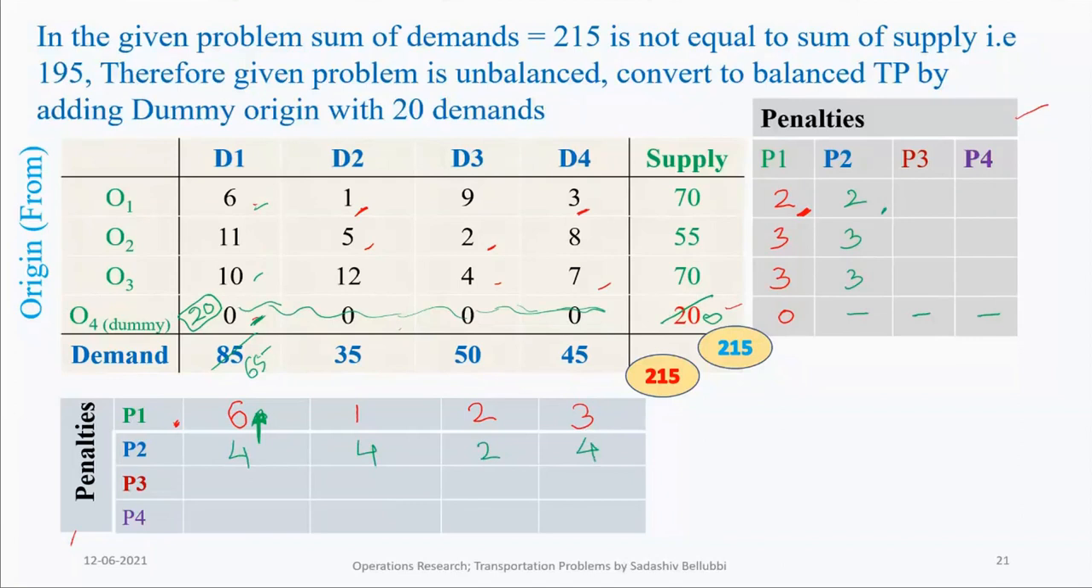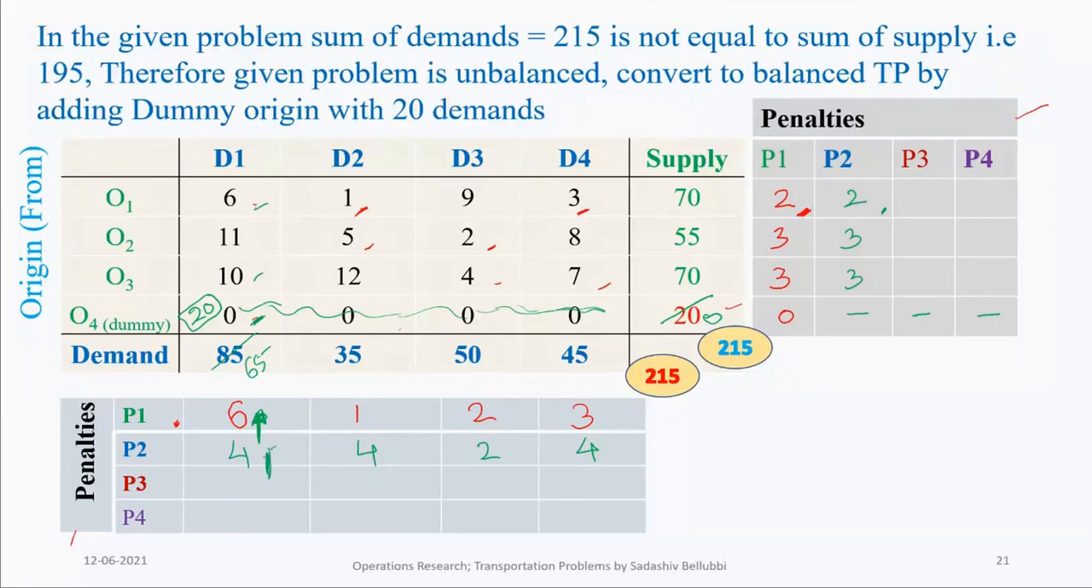Okay, now out of all the penalties, 4, 4, 2, 4, and 2, 3, 3, we need to check which is the highest penalty. Okay, 4 is the highest penalty. So we can select any 4.